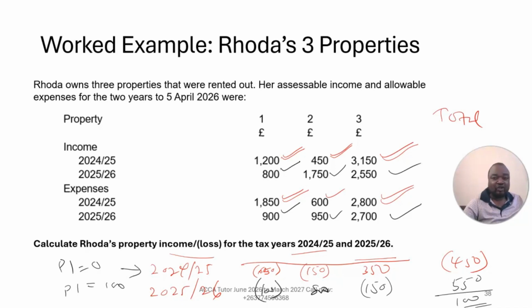But remember, these losses are not going to offset other types of income, for example, employment or trading income. You are not allowed to offset them. Is that clear? Great. Now, let's try this other example.